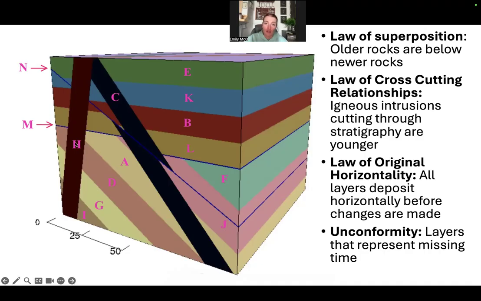This is our youngest unit, this igneous intrusion, because it cuts through this fault and it also cuts through C. So if I order this from oldest to youngest, I'm going to go I, G, D, A, J, F, M, L, B, K, E, C, N, H. You guys get to do something similar in your homework. And that is relative dating. The reason I'm having you do this is because this is the concept behind relative dating: understanding when these layers and these geologic entities formed relative to each other.